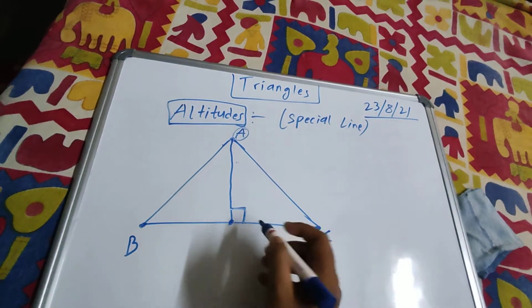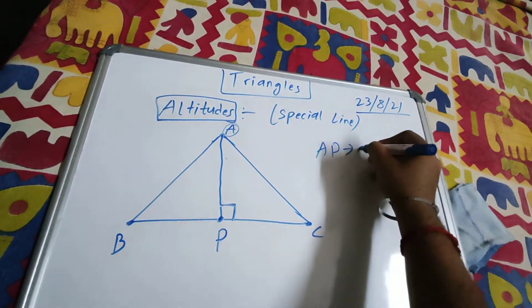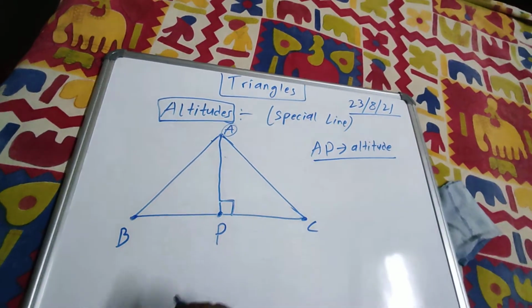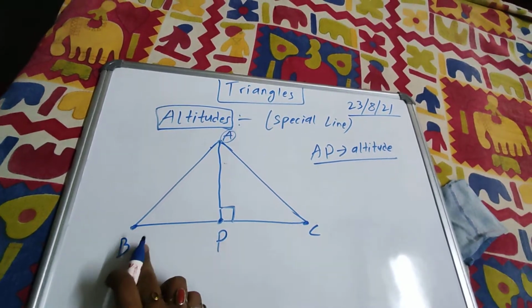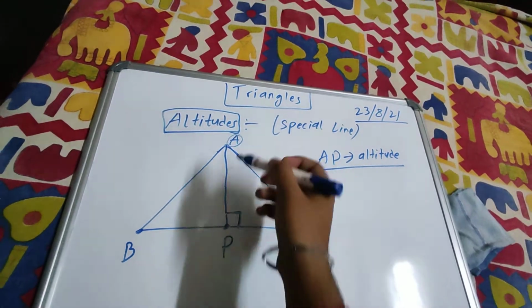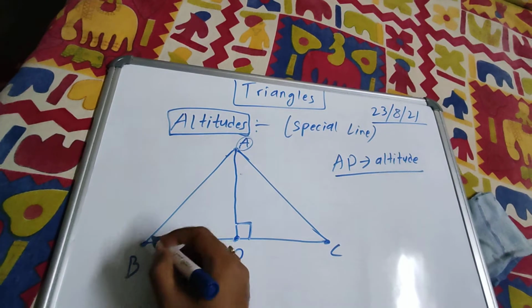Let's name the triangle ABC and name this point P. So AP is altitude. Next, this kind of altitude can also be done for B and for C. Again two more altitudes can be done, because this is only from one vertex. There are two other vertices remaining. So let's draw it from B.